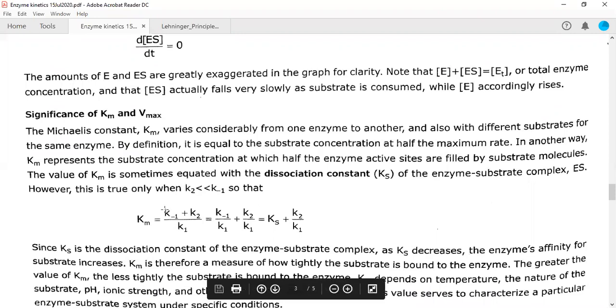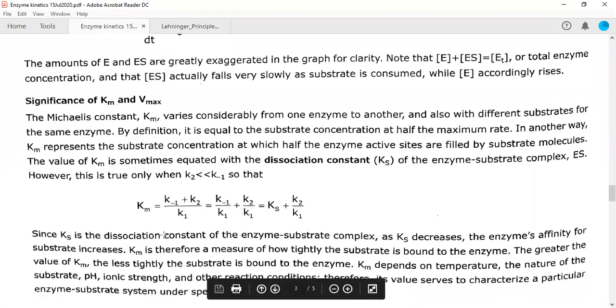Now you know K minus 1 divided by K1 and K2 divided by K1. This can be obtained, and actually this is the dissociation constant, because K minus 1 is very, very much larger than the K2 value. Therefore, this can be written as Ks, the dissociation constant, and this will remain as such, K2 upon K1. So sometimes you will find Km like this: the dissociation constant plus K2 upon K1.